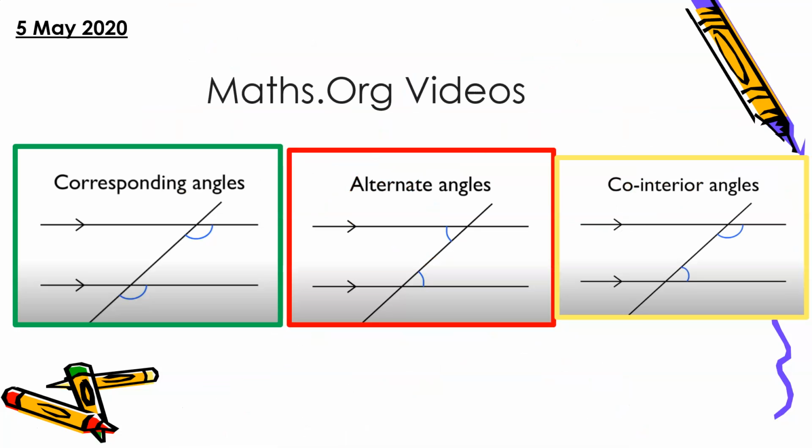So before we go any further, you should have watched 3 videos talking about corresponding angles, alternate angles, and co-interior angles back on the OneNote lesson page. If you haven't watched those, you need to pause this video, go back and watch those, and carry on, because I'm assuming that you know about those for this video.